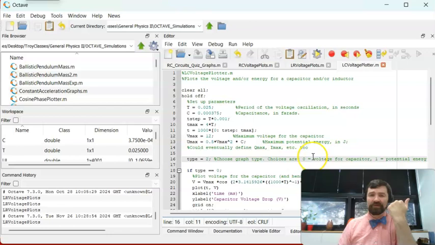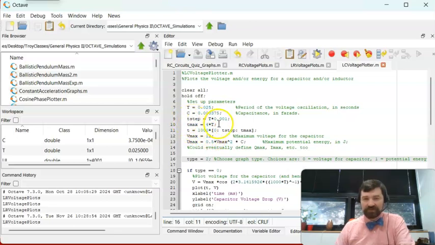But the basics of what this thing is doing, if you look at it, first of all, I have to give it some parameters. The parameters that I've chosen to give it are a defined period in seconds and a defined capacitance value in farads, and then also a maximum value for the initial capacitor voltage, and ergo also for the voltage on the inductor, albeit with an opposite sign. Everything else is from there basically calculated.